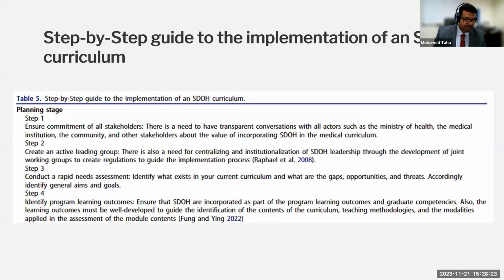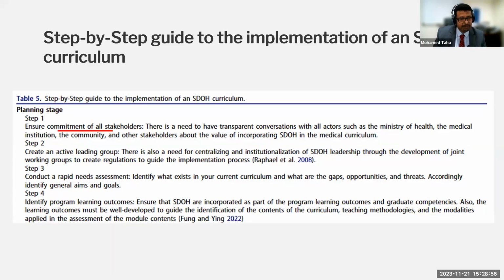These slides provide a step-by-step guide to implement the integration of social determinants of health into the curriculum. And in this, we will discuss the planning, the implementation, including the delivery, the assessment, and finally, the program evaluation at the end. At the planning phase, it's very important to ensure the commitment of stakeholders while leading this initiative in integrating the social determinants of health.